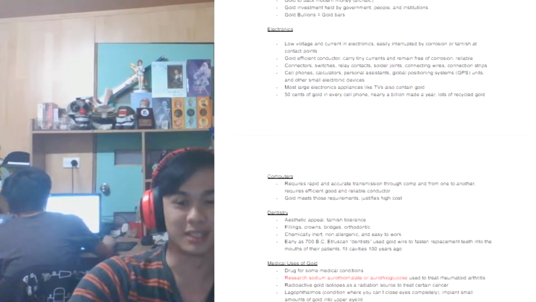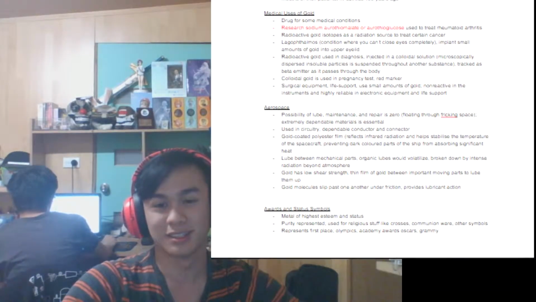Dude, I seriously have like 2 pages of uses here. I guess I'll go through all of them. Because of gold's specific properties, it makes it a very good material for a lot of things. For example, something that you probably expect from gold, a lot of it is used in jewelry.